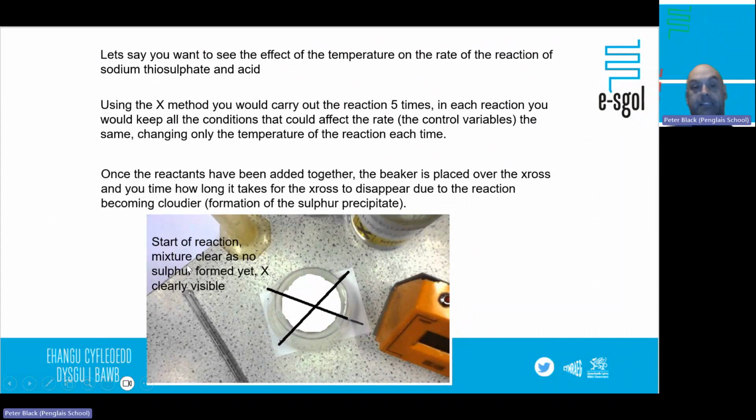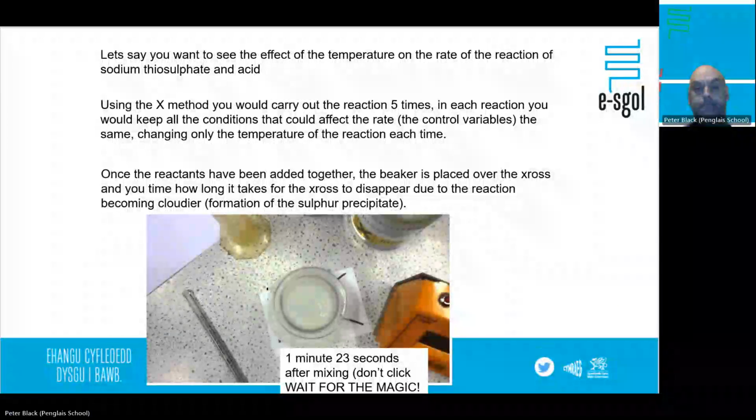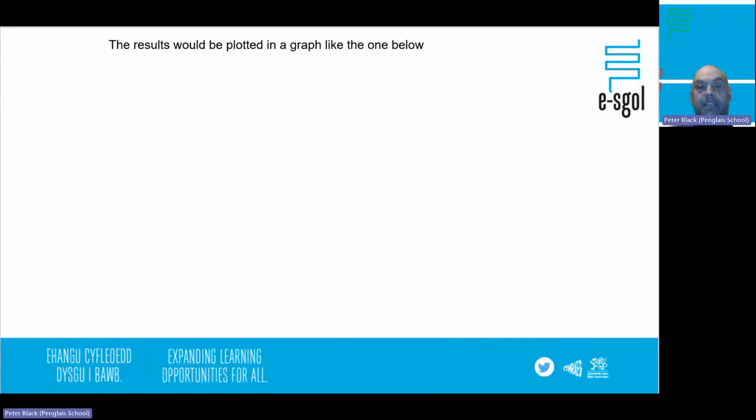Now, let's say we start the reaction. As we say, it's clear, so we can see the cross, it's quite visible. But as the precipitate starts to form, that precipitate stops the cross from being visible. And so we could actually then monitor the rate by seeing how quickly it takes for that cross to disappear. The less time it takes for the cross to disappear, the faster the reaction.